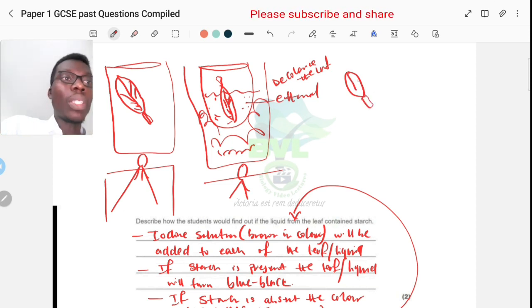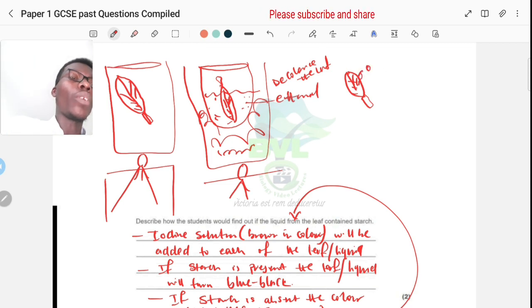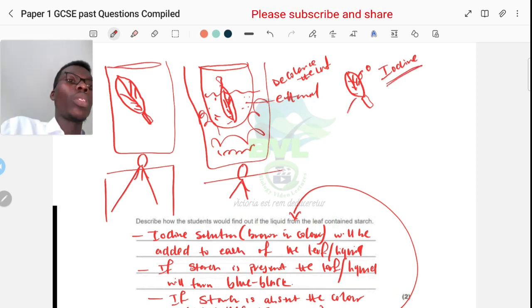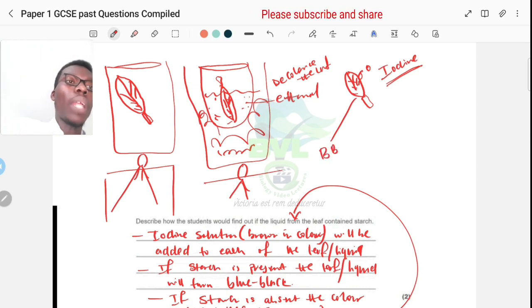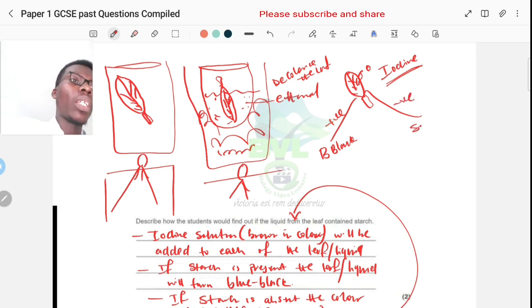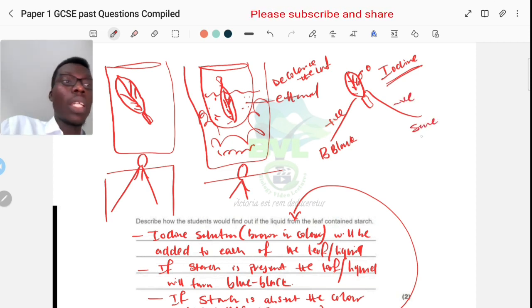you cool it down, you rinse it again. Then you add drops of iodine. So if starch is present, the leaf will turn blue-black. But if it's absent, so this is positive. If it is absent, it's going to remain the same. And what's the same color of iodine?